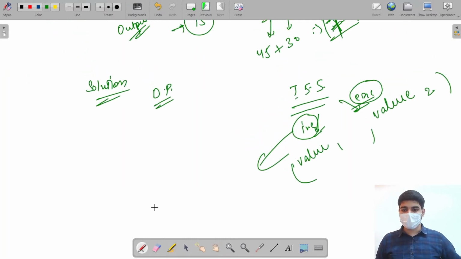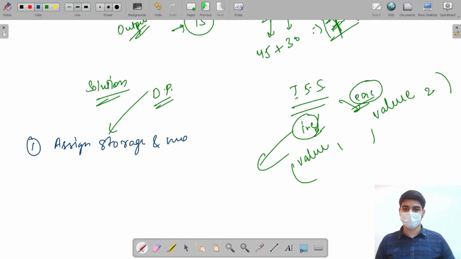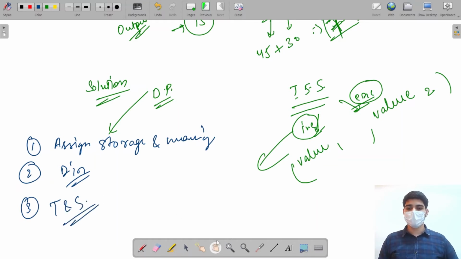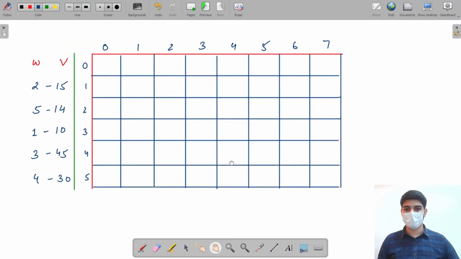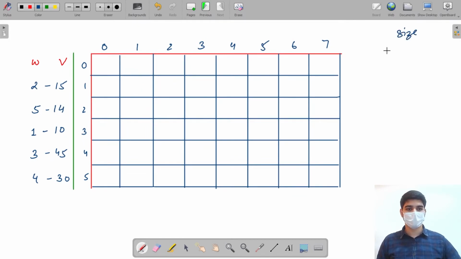So as this is a DP solution, the three steps that we do: the very first step is assigning storage and meaning. Second is, of course, deriving a direction. Third is traversing and solving, right? So to do this question, I've already created a 2D DP over here. This is a 2D DP integer array of size n plus 1 cross capacity plus 1, right? For the test case that we just discussed, where we had 5 different elements and capacity of 7, this is the 2D DP array that we have created, right?